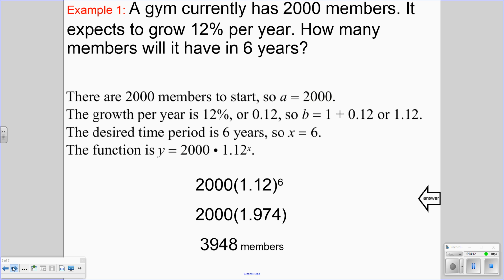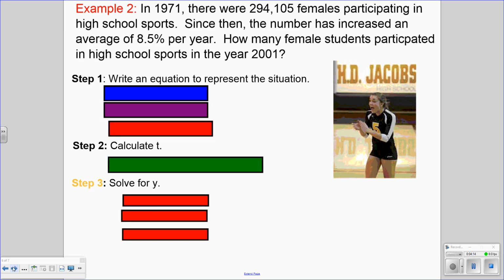Now let's look at this next problem. So here we have, in 1971, there were 294,105 females participating in high school sports. Since then, the number has increased an average of 8.5% a year. Again, that word increased lets me know that this is going to be an exponential growth. How many female students participated in sports in the year 2001?